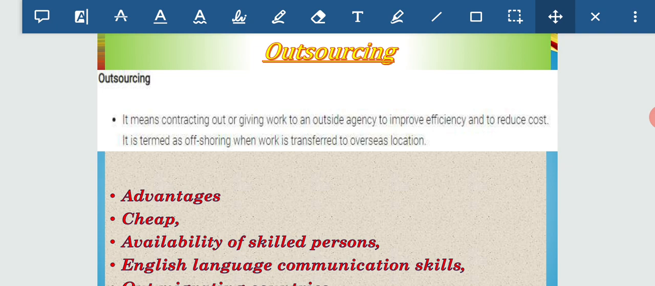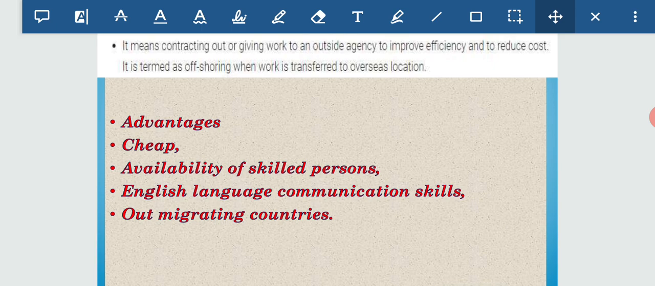It is most beneficial for the developing countries, and that is why in the developing countries they are termed as call centers. Why? Everything is done at a cheaper rate. Now what are its advantages? What are the advantages of outsourcing? It has a cheap cost. Here we are getting skilled persons. English is the communication skill, so it is not a problem, and out-migrating countries. So we are able to get the things from the outside, that means they are migrating.